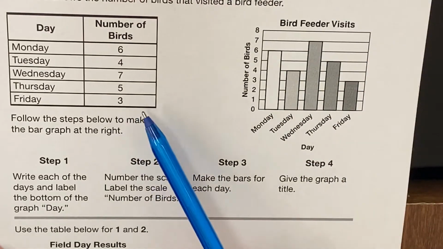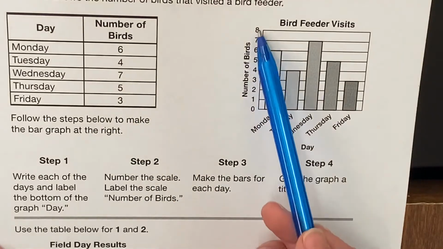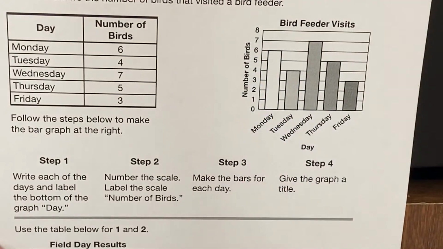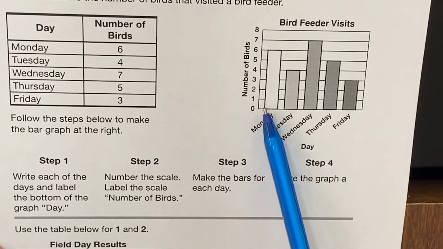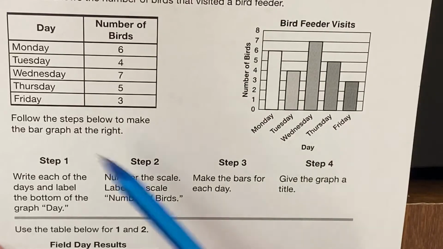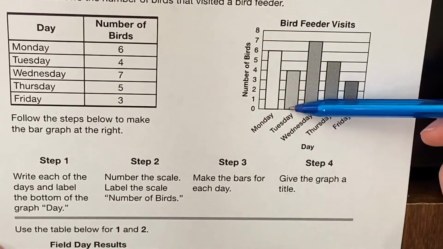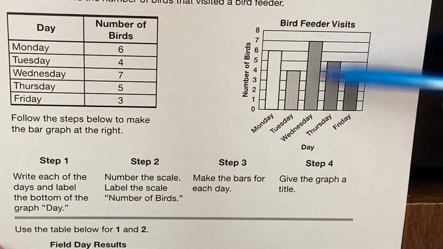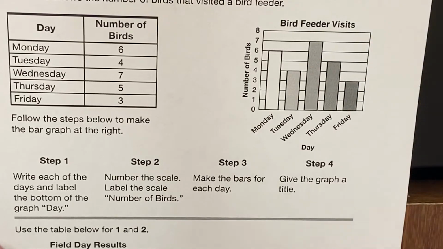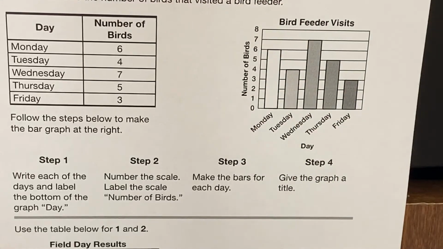And since the highest number was 7, they only went up to about 8. You don't really need to go up any farther. And then they wrote number of birds. Make the bars for each day. So on Monday there were 6, so they drew a bar up to 6. Tuesday was 4. Wednesday 7, and so on. And then give the graph a title, which would be bird feeder visits.